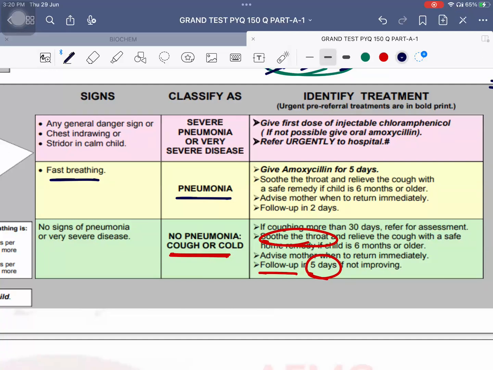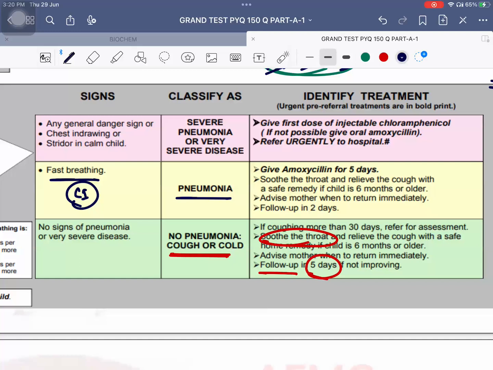Okay? So 0 to 2 months, more than 60. 2 months to 1 year, more than 50. And 1 year to 5 years, more than 40. Okay? So definitely that is fast breathing or tachypnea. Important: chest indrawing can also be classified into pneumonia. Yes, because chest indrawing is a common feature associated with pneumonia. It can be seen in a lot of children with pneumonia also. Okay, so just based on chest indrawing, don't classify the child directly into the pink category. There should be enough other signs to classify the child into the pink category.